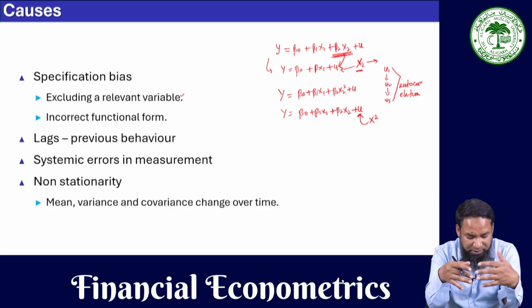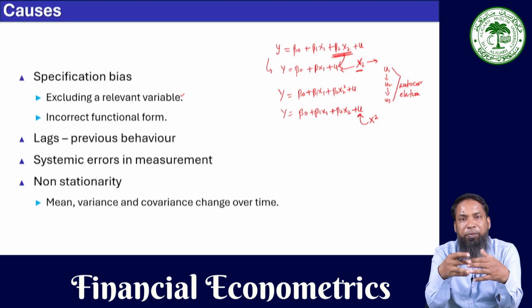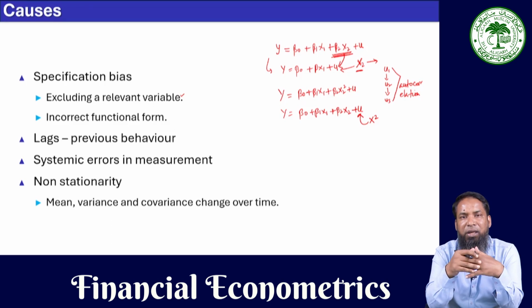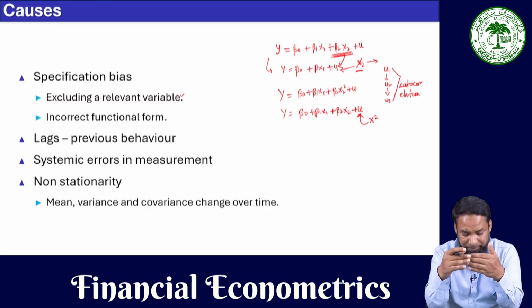The second is the lags, or previous behavior. There are certain economic phenomena where there will be a lag in the reaction. For example, if you make an investment today, it is not necessary that the effect will be observed today itself; rather, it will take a lag for the effect to appear. In such cases we do have the problem of autocorrelation. Any such economic phenomenon or behavior where we have lag behavior may have the problem of autocorrelation.